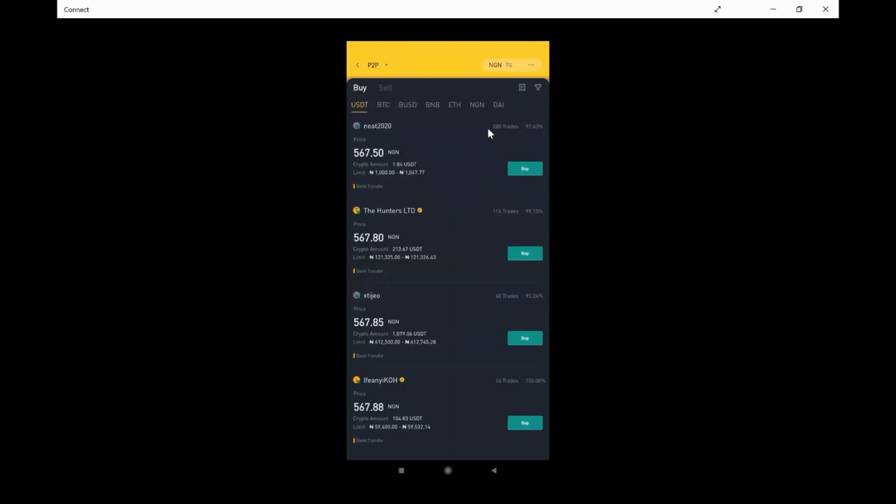Remember what I said, price is not so important. Safety first. You want to go for people that have had at least 1,000 trades and over 90% completion rate. Once you see that, the next thing you check is the amount of crypto they have and then the range, if it's within your range, what you want. So that is that. Stay safe.